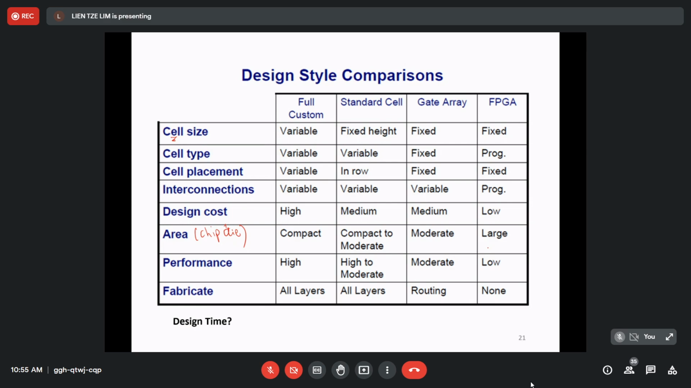Okay, performance. This one was already mentioned just now. An IC can be designed to achieve high performance if using full custom design. For standard cells, it can also design an IC with high performance and also moderate performance. Gate array is with moderate performance, and FPGA is with low performance.